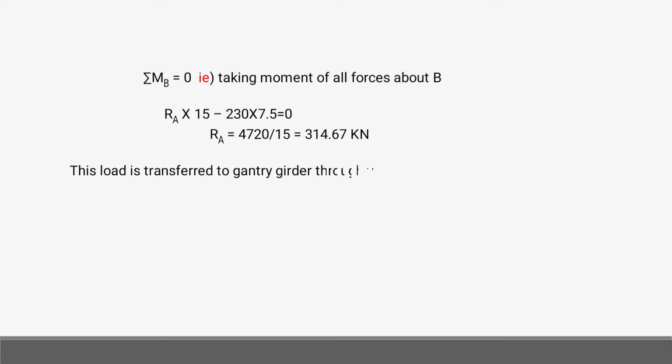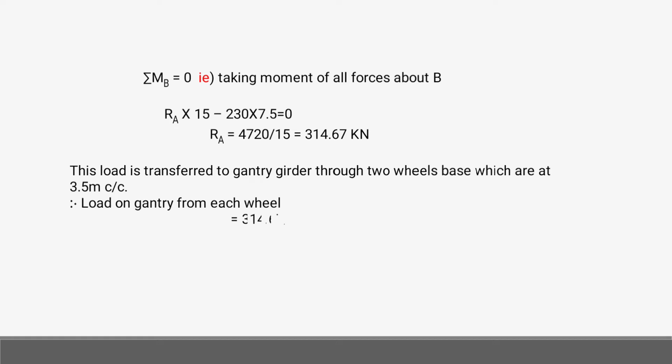Then this total is transferred to the gantry girder through the two wheel base, which are at 3.5 meter center to center distance. Then load on girder from each wheel: the load is found out as 314.67 kilonewton, but we need each wheel, so we separate each wheel. So load divided by 2. So 314.67 divided by 2 is equal to 157.33 kilonewton. Then factored wheel load means simply that load will be multiplied by 1.5. Because 1.5 is our constant load factor, we got 236 kilonewton.